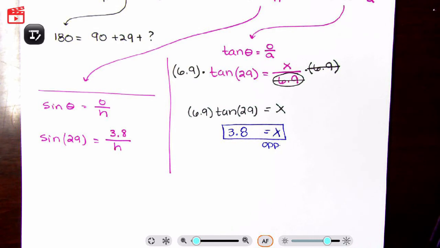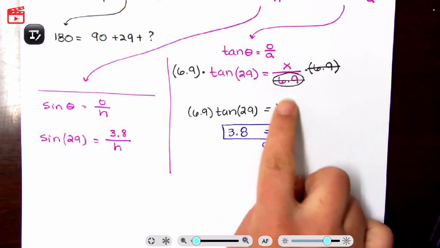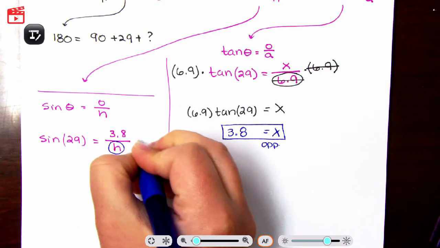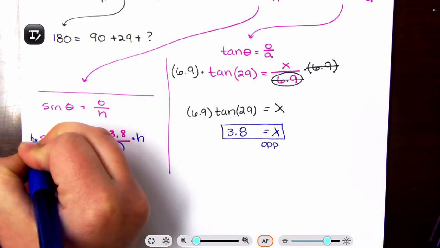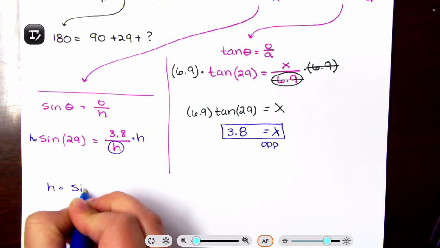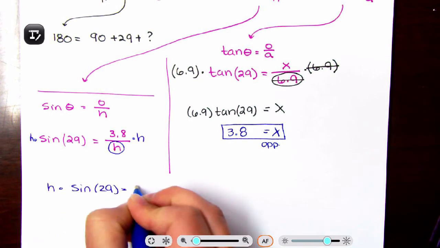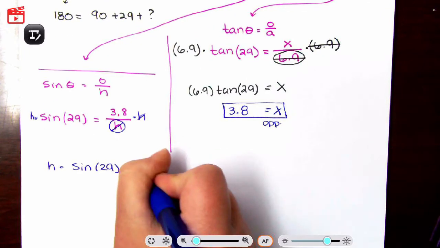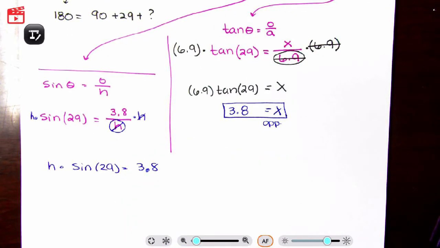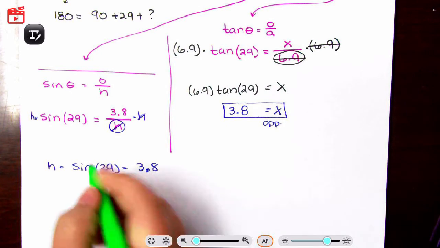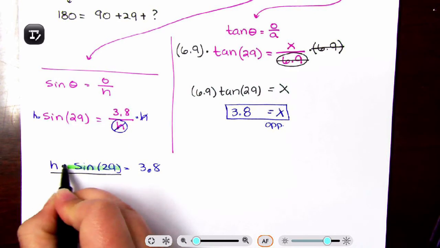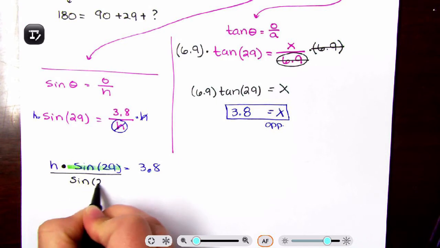Do exactly the same thing we did when we were working with tangent. Take your denominator and multiply it on both sides. Now our denominator is h, so we're going to multiply both sides by h. So h times sine of 29 is equal to 3.8. This h and this h undo each other, canceling. Now our goal is to get h by itself. We want to know what the hypotenuse length is. So I'm going to take the entire sine of 29 and undo that multiplication by dividing by sine of 29, the entire thing.